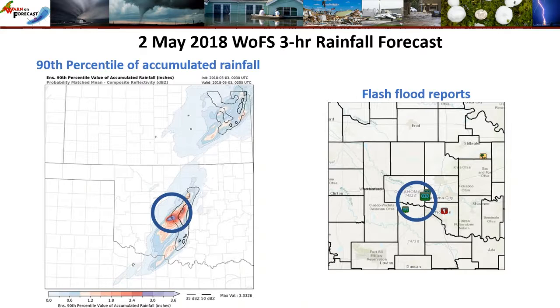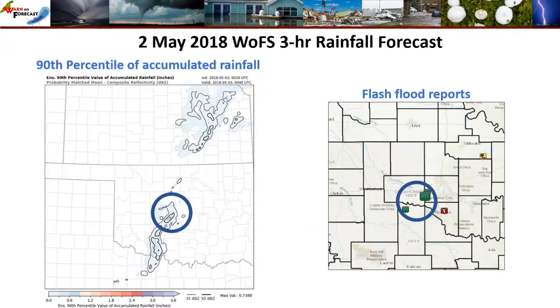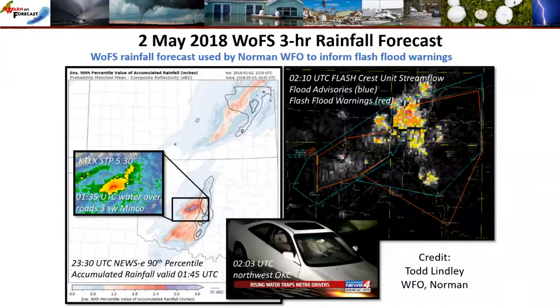And of course, we don't do this well all the time, but I just wanted to point out what the system is capable of. The most encouraging thing is that on that day, the National Weather Service Forecast Office, the WFO in Norman, was looking at the WoFS forecast for their guidance. What was encouraging to see is that the Norman Forecast Office issued a flash flood advisory and later a flash flood warning using the WoFS forecast rainfall guidance.